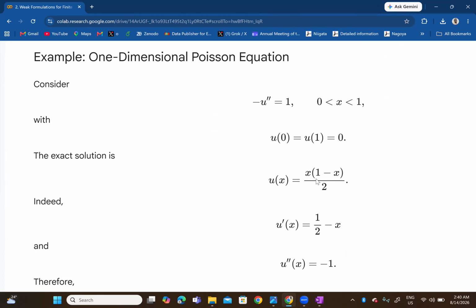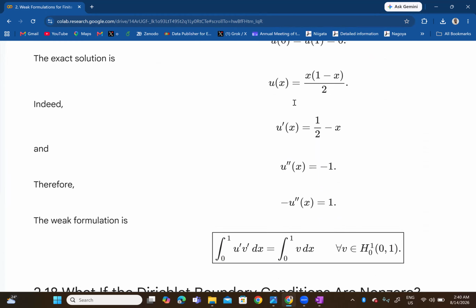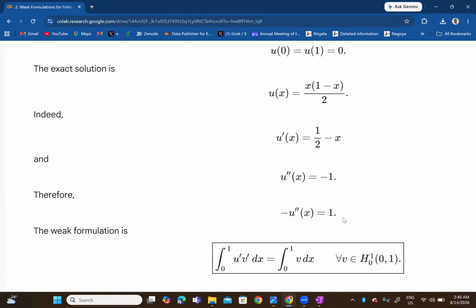Indeed, if you split this up, you have x over 2 minus x squared over 2. If you differentiate with respect to x, x over 2 is half x, so you get half. Then x squared over 2 gives 2x over 2 when you differentiate, so the 2 cancels out and you have x. And u prime prime of x is simply equal to minus 1. Therefore, we have minus u prime prime of x is equal to 1.